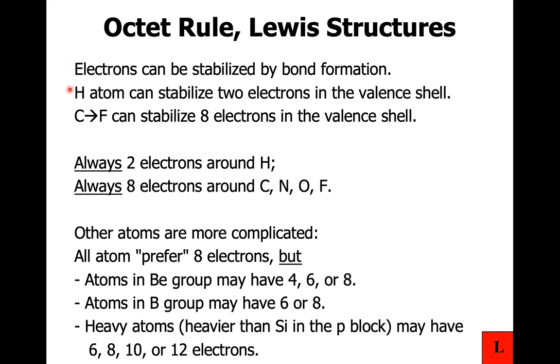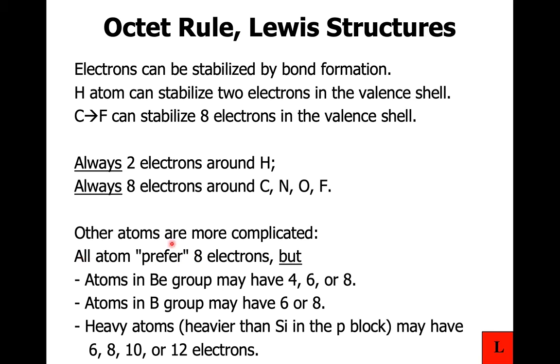Electrons are stabilized by bond formation. A hydrogen atom can stabilize 2 electrons in its valence shell. Carbon through fluorine can stabilize 8 electrons in its valence shell. There's always going to be 2 electrons around hydrogen, and there's always, always, always going to be 8 electrons around carbon, nitrogen, oxygen, and fluorine. So the octet rule is very strict for this set, carbon, nitrogen, oxygen, and fluorine, and then it gets a little more complicated down here.